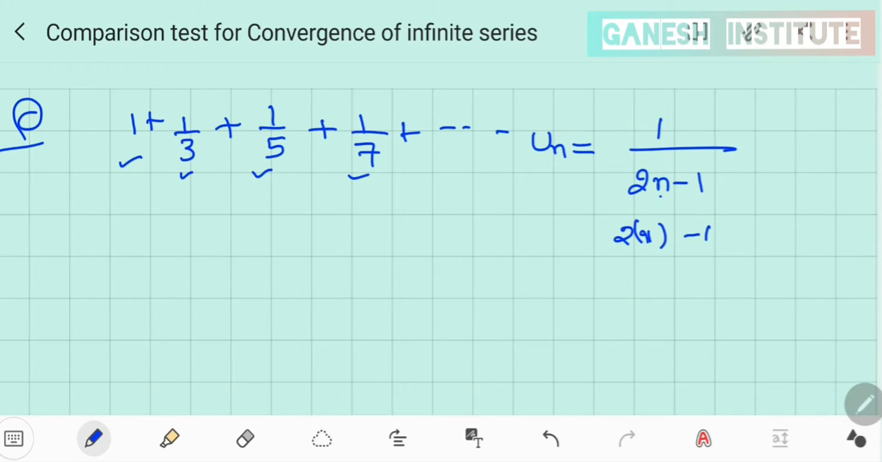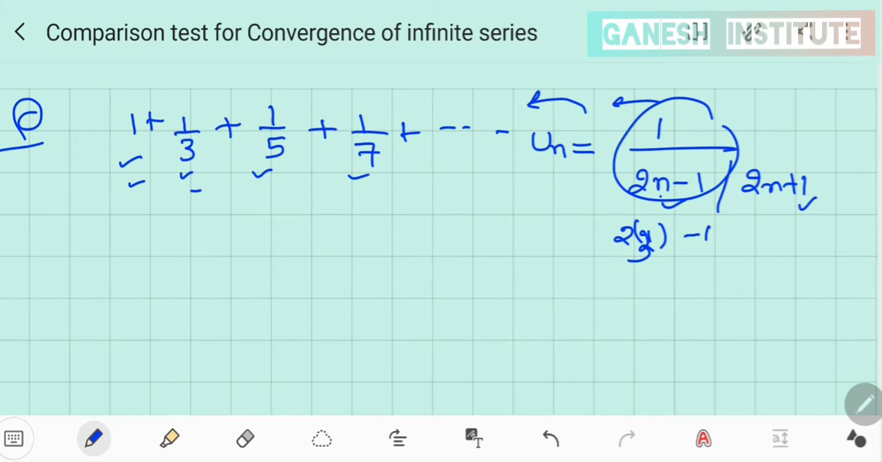Then if you put 2 instead of 1, 2 times 2 is 4 minus 1, which is 3. If you put 3 as the third term, 3 times 2 is 6 minus 1, 5. Remember, if you are given any odd terms, then you can take either 2n minus 1 or 2n plus 1. It is up to what the question is asking for. Just mark up to 3 terms and find out whether your general term is following that series or not. Okay, so we have found out that this is our general term, right?